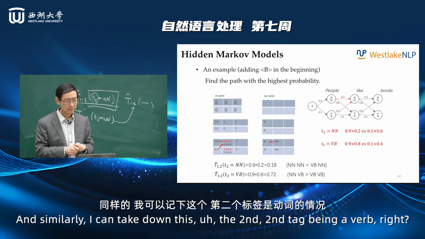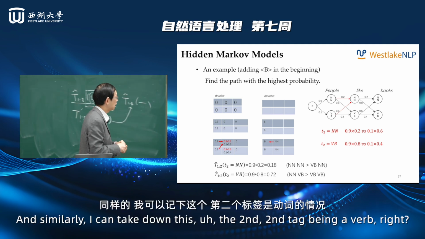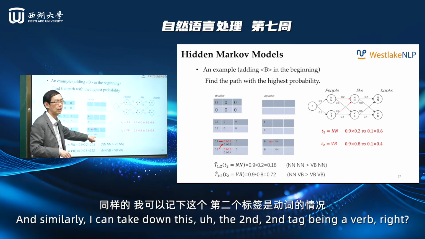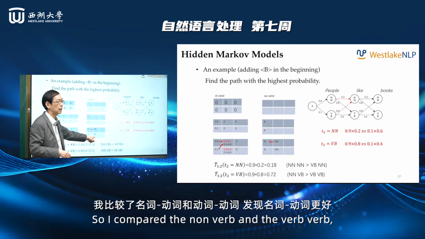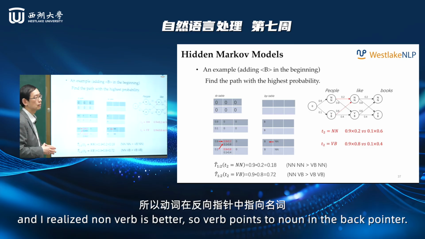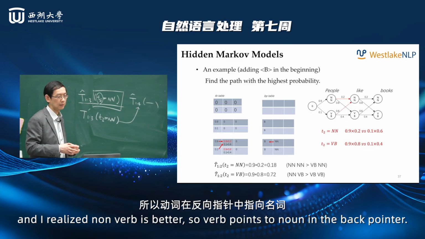And similarly, I can do this for the second tag being a verb. So I compared the noun-verb and the verb-verb, and I realized noun-verb is better, so verb points to noun in the back pointer.